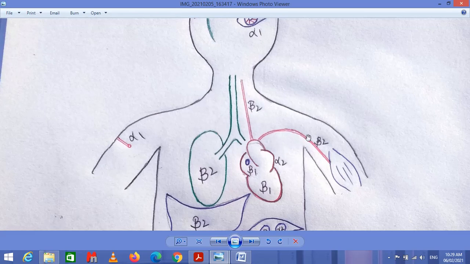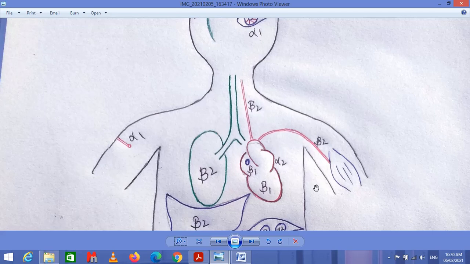Similarly, the beta 2 receptors are also present on the brachial artery, which supplies blood to the skeletal muscles. You should note this point: all the skeletal muscles are supplied with blood, and all the blood vessels which supply blood to the skeletal muscle contain the beta 2 receptor.